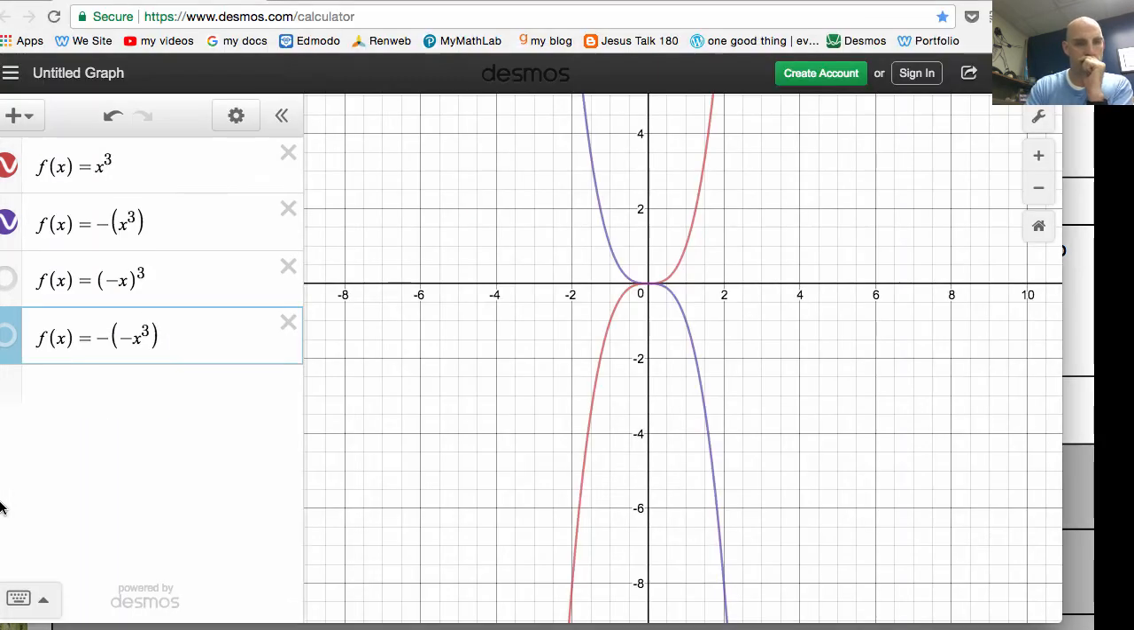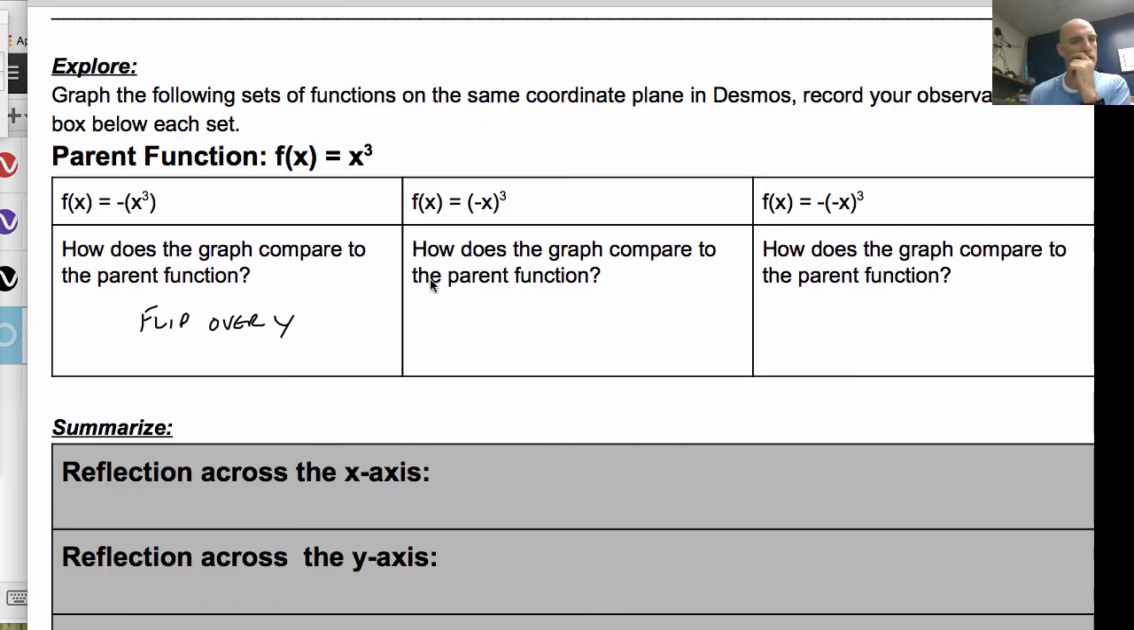But wait a minute. It could be a flip over the x-axis. Let's look at the next one. See if we can get any patterns here. For this one, it looks the same. So it seems to flip it over x or y.